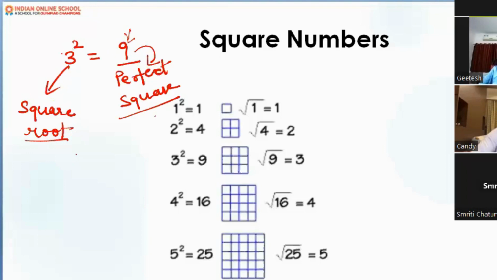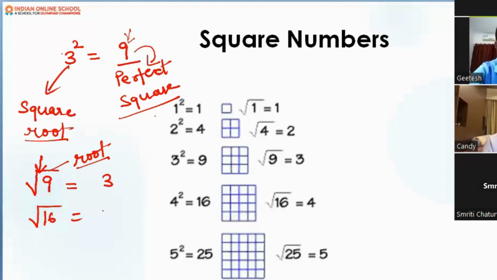Now, to represent square root, how will I write it? I will write the root symbol over 9. The square root of 9 is 3. Whenever we put this symbol on any number, it means square root. The square root of 9 is 3. What is the square root of 16? It would be 4. Very nice. What is the square root of 36? It would be 6. Very nice, that would be 6 only.